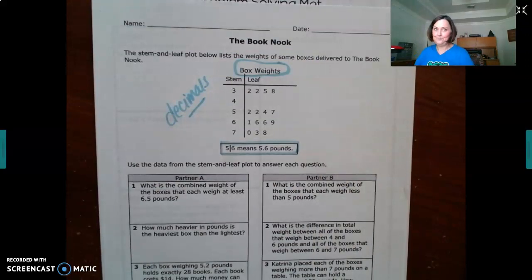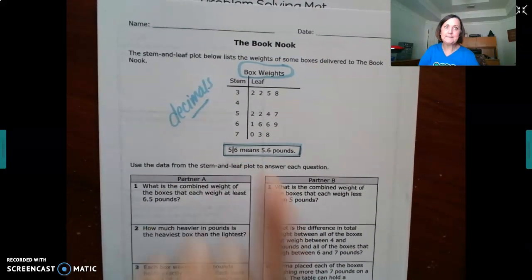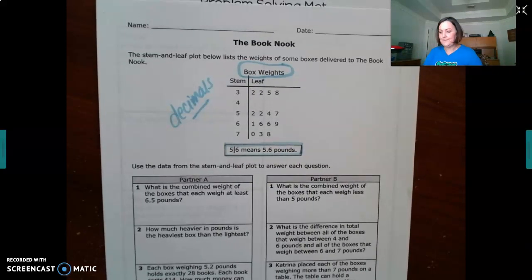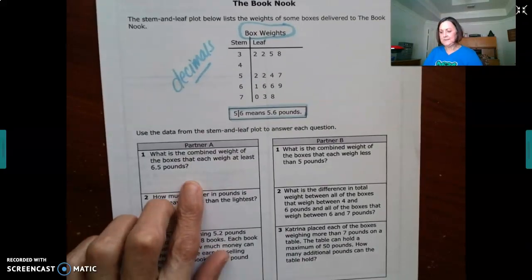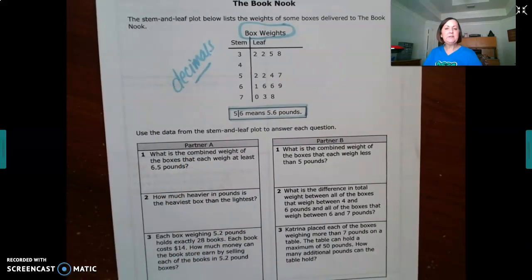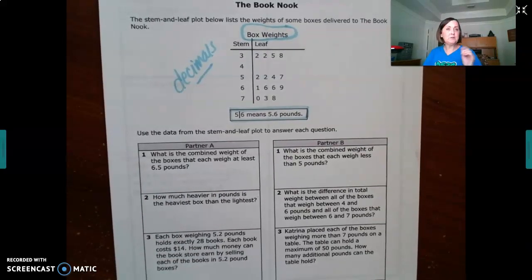I haven't pointed that out yet this week, so please make sure you always look for your key to see if you're doing whole numbers, decimals, or fractions, all right? We're going to use the data from our stem and leaf plot to answer each of our questions. Our first question is, what is the combined weight of the boxes that each weigh at least 6 5/10 of a pound? Make sure you have your paper and pencil. Pause your video, and then come back and join me, please.